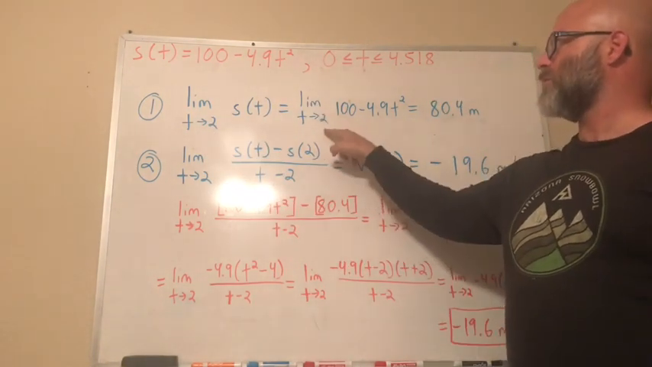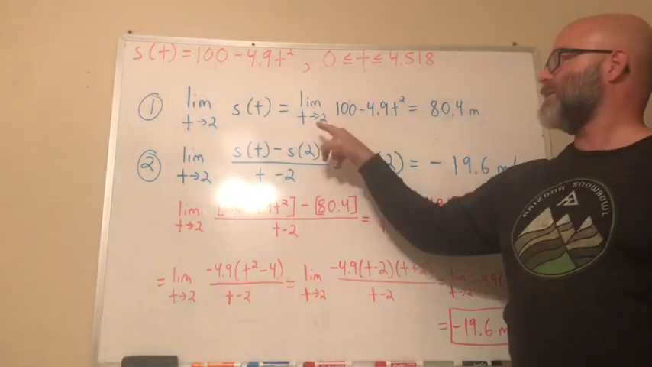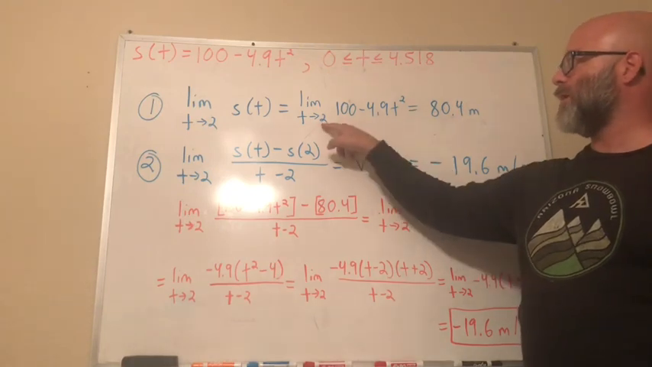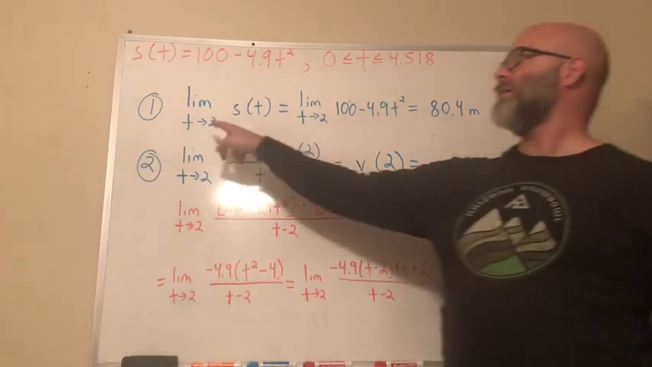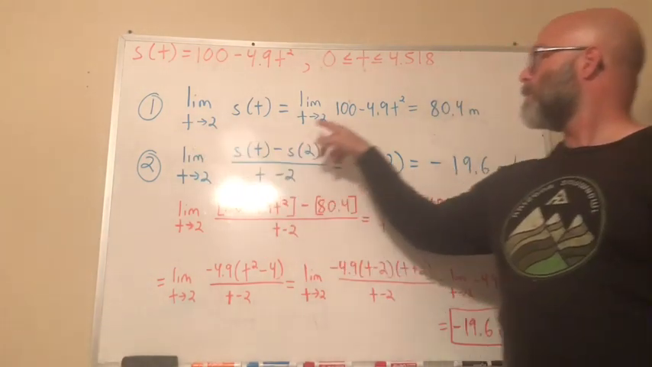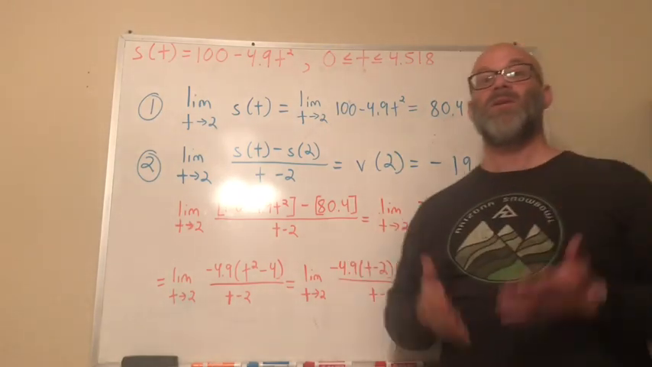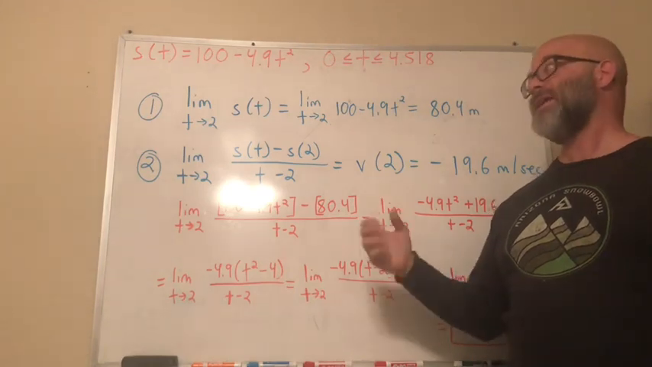Well, it's the limit as t approaches 2 of s of t. That's s of t, right? You know how to do this. As t approaches 2, this polynomial will approach what? We plug in 2, get out 80.4 meters. So as t approaches 2, s of t approaches 80.4. You know that you get that.